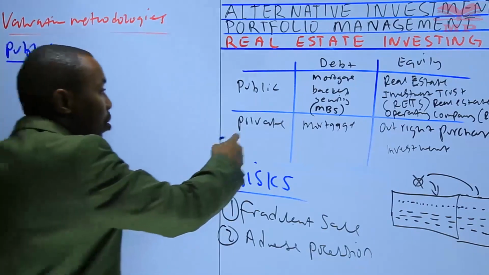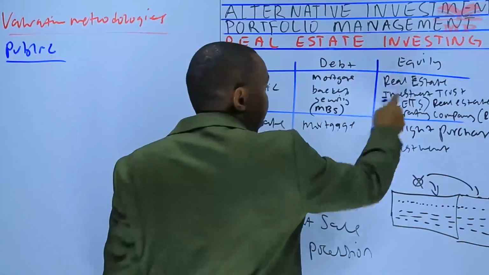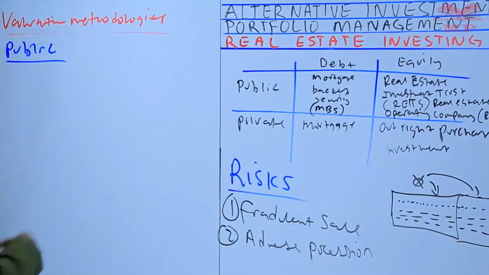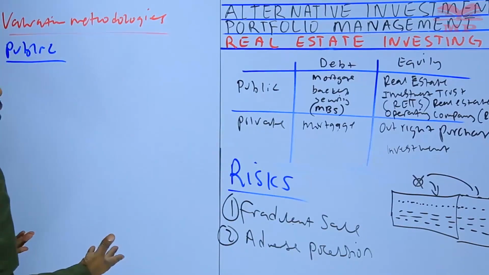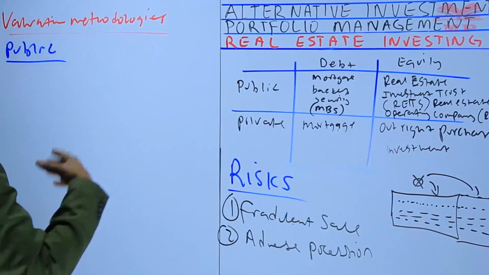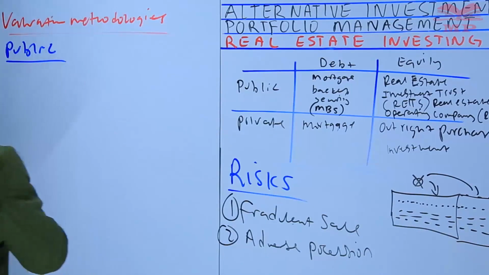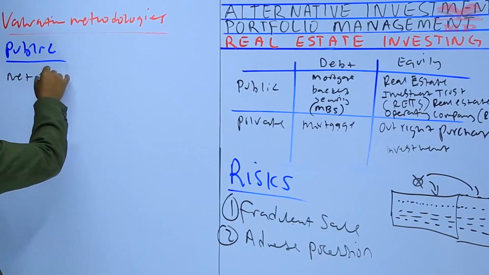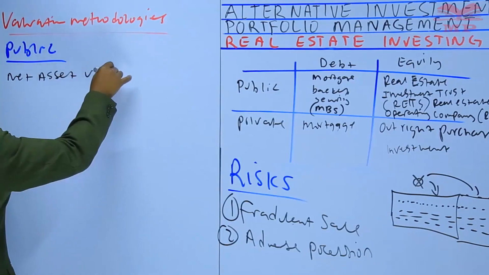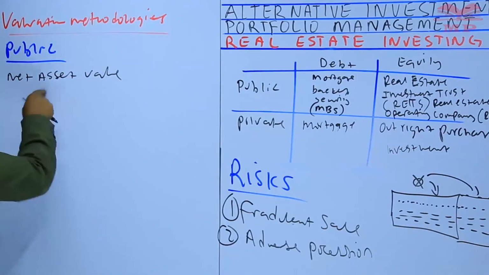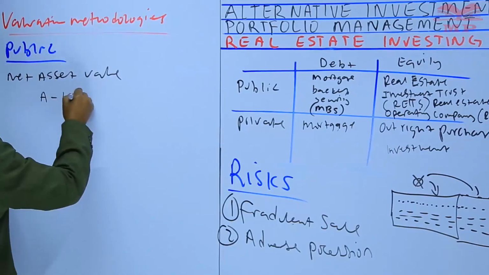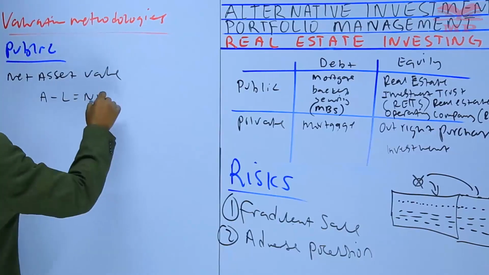For public forms, which of course include mortgage-backed securities, REITs and REOCs, the valuation methodology is based on net asset values. So, the net asset value approach. Net asset value is where you get the value of net assets: the value of assets minus liabilities gives you the net assets.